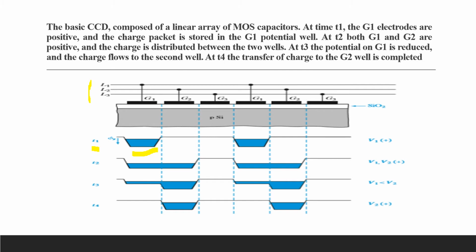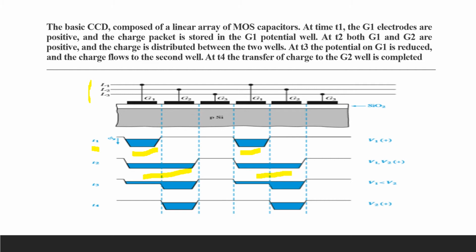Here it contains packets of electrons from a previous operation. At time t2, a potential is applied across the adjacent electrode G2 and the charge is shared equally across the common G1 and G2. Here you can see initially we had the potential well along G1 only. Now it extends to G2 as well.